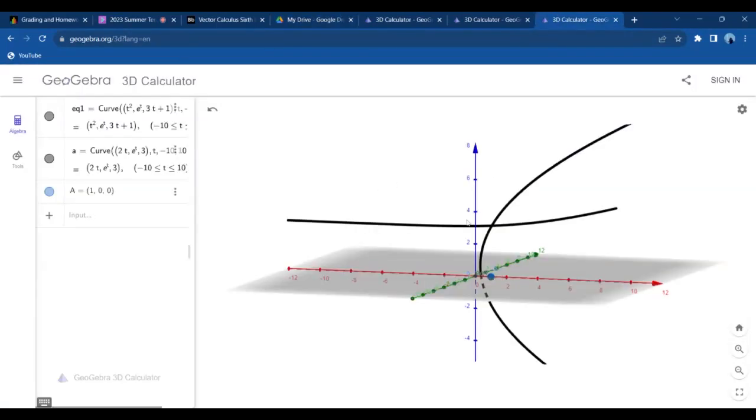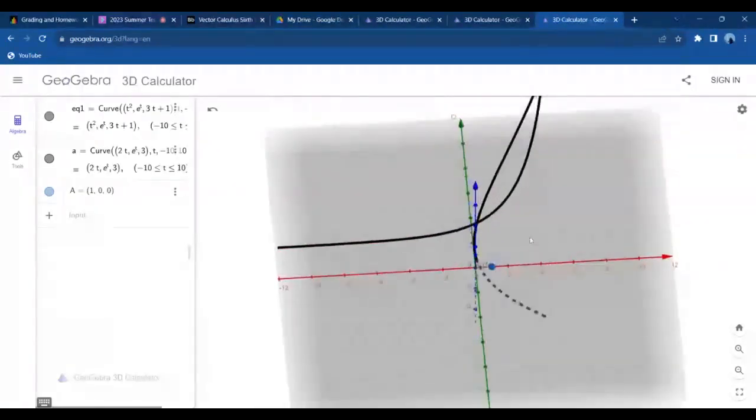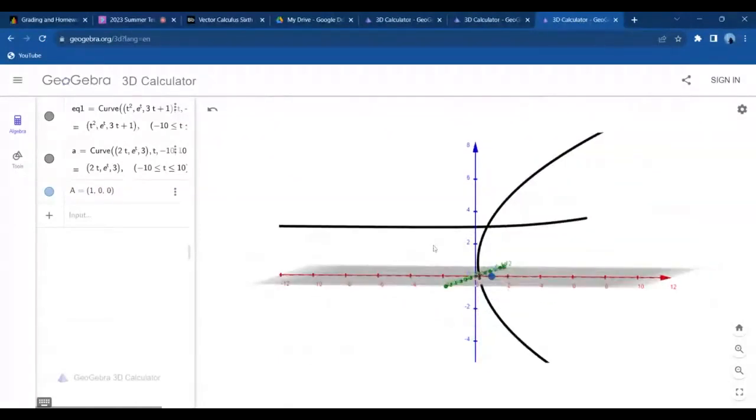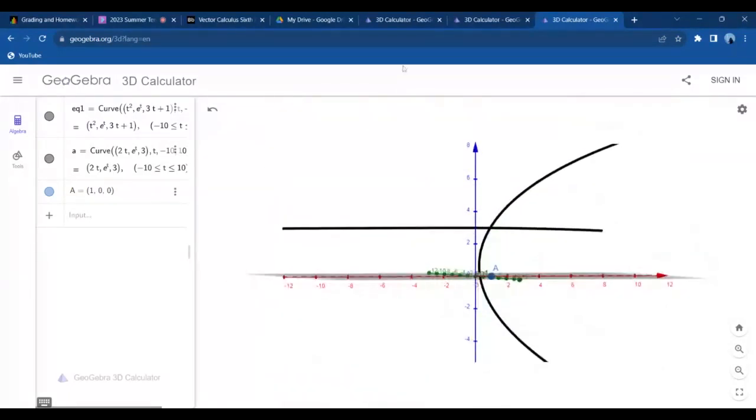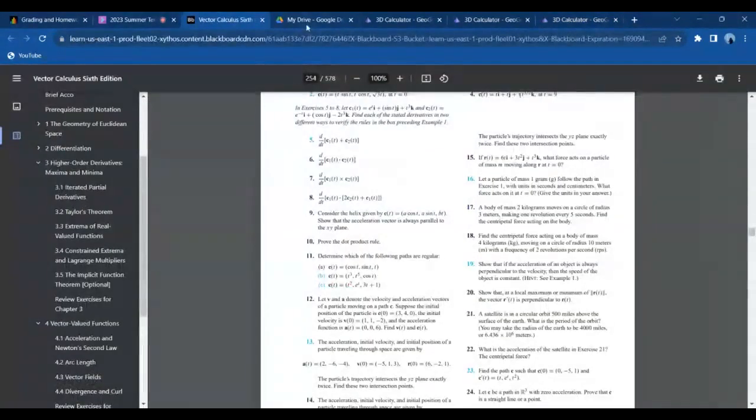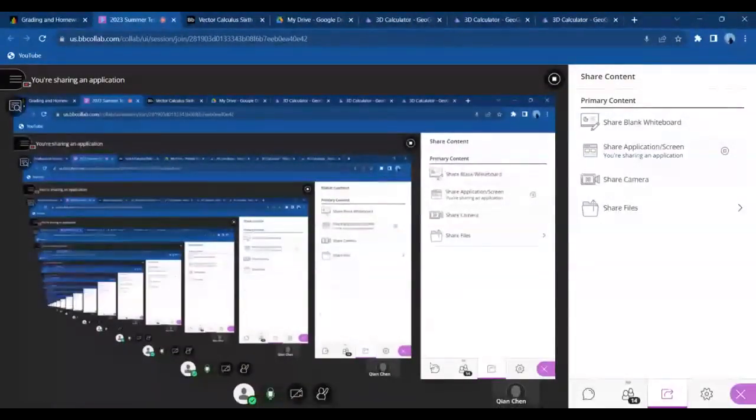I also have the graph to show you. This one isn't as exciting, but you see it's like two curves basically in 3D space. That'll be it. Thank you.